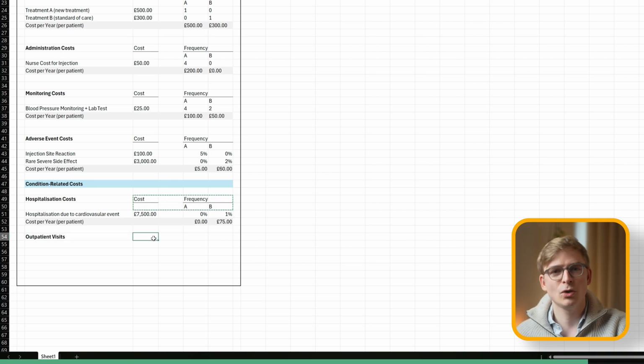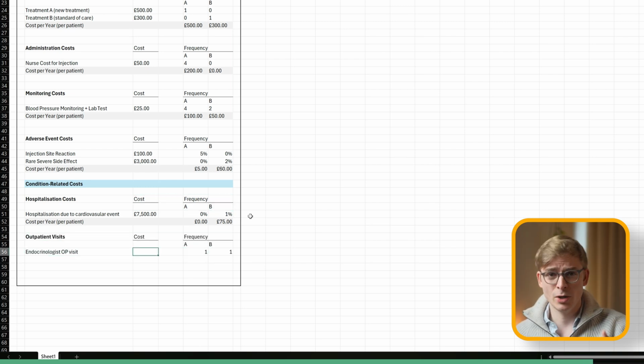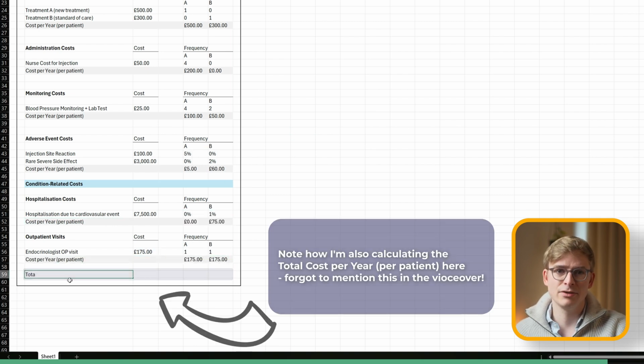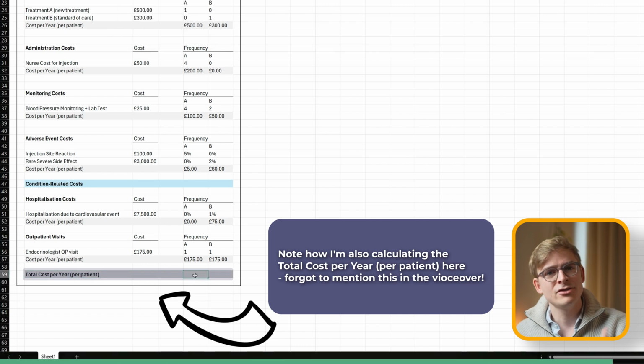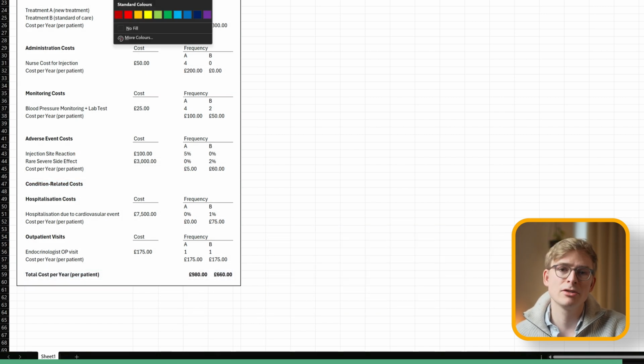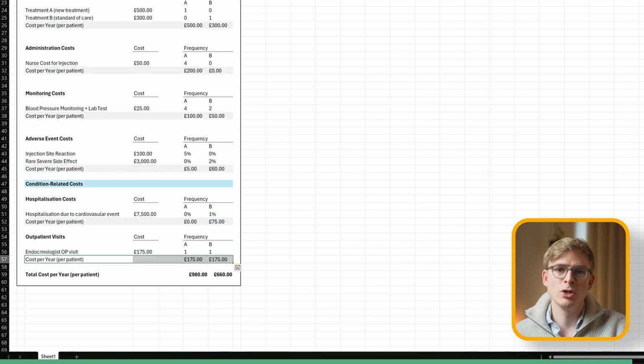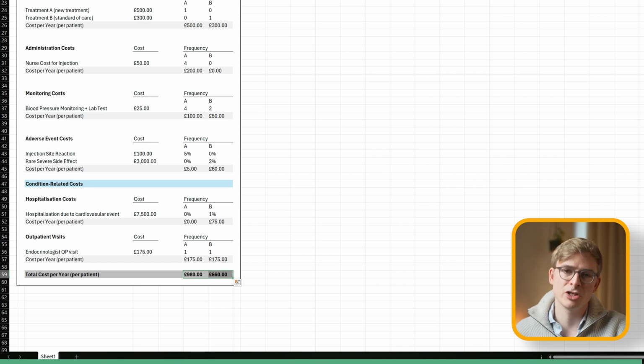Lastly, we're counting the costs for outpatient visits. In our diabetes example, this could be a visit to the endocrinologist once a year to get general diabetes lifestyle counseling or tailored advice from a dietitian. I'm assuming that this condition-related cost is the same for both treatment A and B, which we'll factor in with a cost of £175 per patient per year.